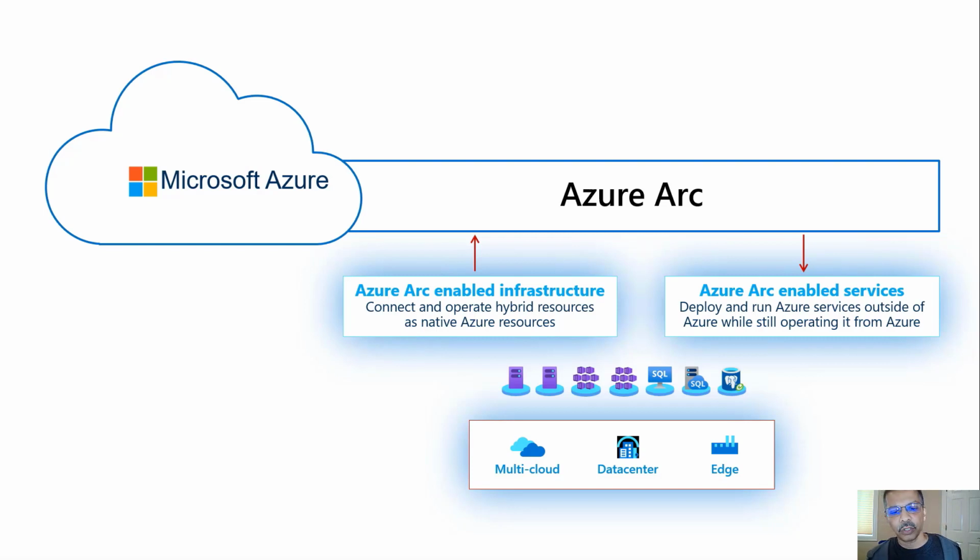Azure Arc enabled infrastructure and our Azure Arc enabled services are two different approaches that we have enabled through the Arc platform. Infrastructure lets our customers collect resources, inventory them, which could be living outside of Azure or in Azure public, and operate them in a native way as Azure resources would be, equivalent to the infrastructure as a service model that you have in Azure.